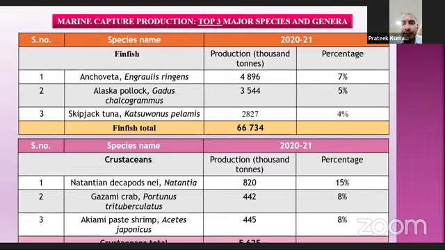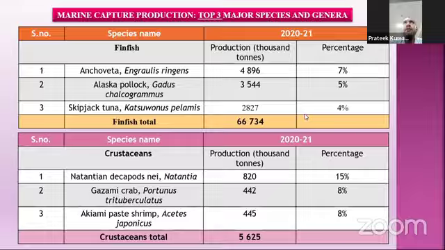The top three major species in India and at other levels are anchovy and others, Alaska pollock, and tuna. Tuna is a very interesting fish in marine capture production. We have also heard that European countries and American countries consume tuna pieces in a large amount.